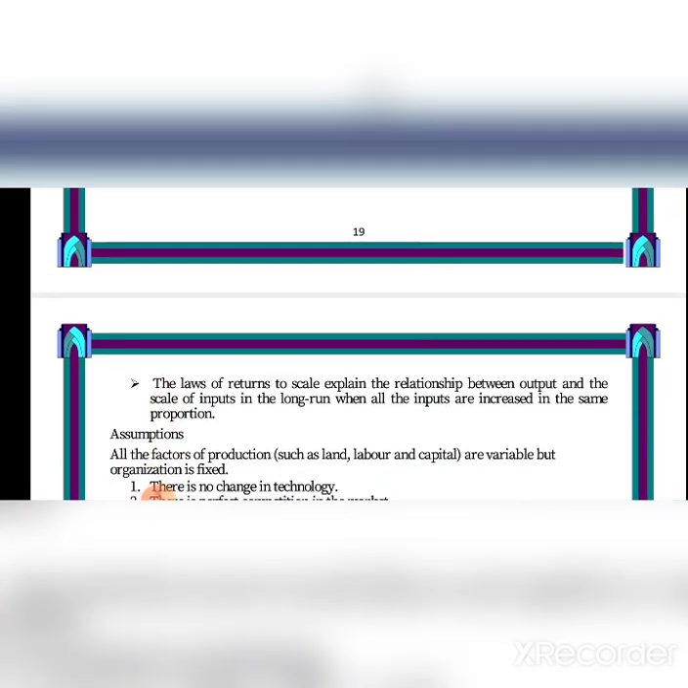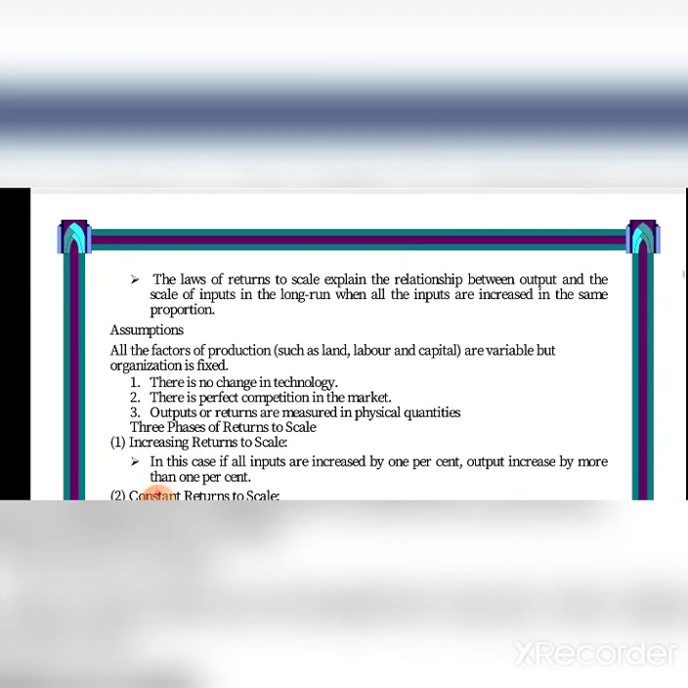The laws of returns to scale explain the relationship between output and the scale of inputs. Output means the profit and income. The input means the raw materials, investment, capital. All these are what is put in by the producer. In the long run, when all the inputs are increased in the same proportion, the output will also increase. Assumptions. Assumption means what are the rules for the production.